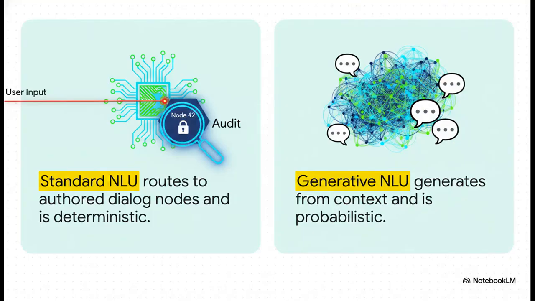For a strict audit scenario like that, standard NLU is completely non-negotiable. With standard NLU, the model isn't generating the answer on the fly. An intent classifier simply routes the user to a specific human-authored dialogue tree node. It is highly deterministic. When the auditor asks what the system told a citizen on March 15th, you don't hand them a probability score. You give them the exact authored response at node 42, version 1.3, approved on January 8th.